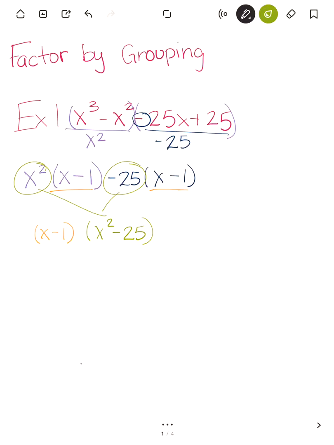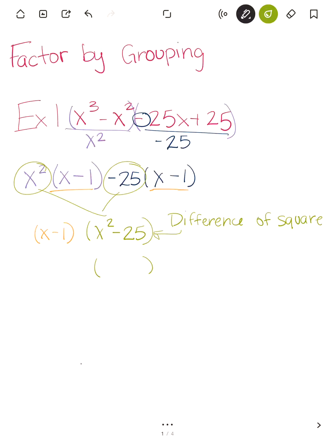If I look at x squared minus 25, what I notice is both of them are perfect squares, and I'm subtracting. That's called a difference of squares. In order to be a difference of squares, both numbers have to be perfect squares, and it has to be a difference, which means subtracting. So this is a difference of squares, and I can keep factoring.